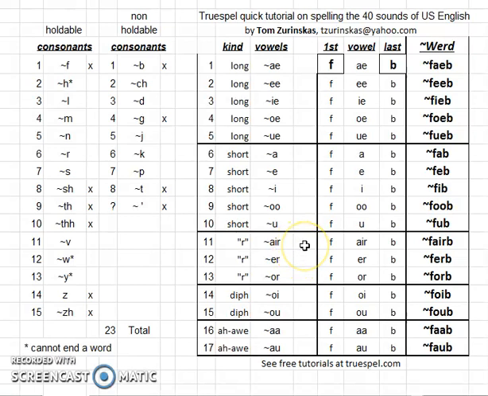And then we have the R-influenced vowels, air, er, or. And we have the diphthongs, oi and ow. And we have the twins, the ah-aw twins, ah and aw, which are transposed a lot of times in words. For instance, the word fog could be fawg in certain accents.